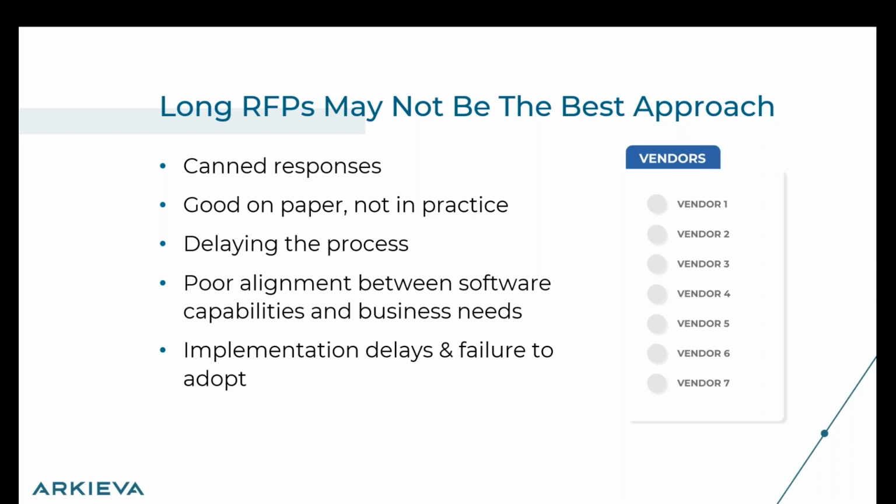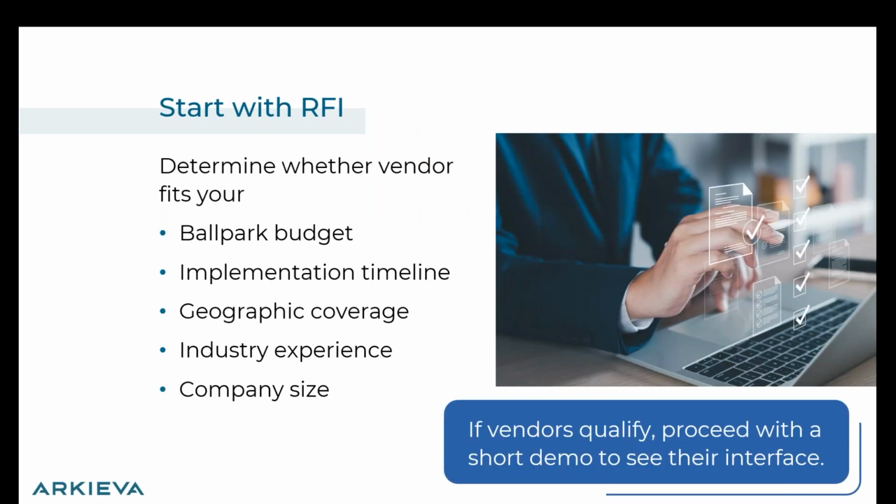The reason for that is long RFPs this early in the process may not be the best approach. Sometimes, especially early on, vendors will give you a lot of canned responses because they also know that if you've told them that you're looking at 7 companies, you're very early. In that early part, they may give you canned responses, more theoretical. Certainly, if you have a very detailed RFP, vendors will ask you to give them enough time to fill out the RFP, which will delay the process, and so on. So let me just say that long RFPs in the early part is not such a great approach. So start with an RFI.